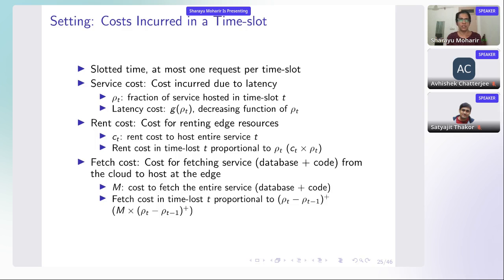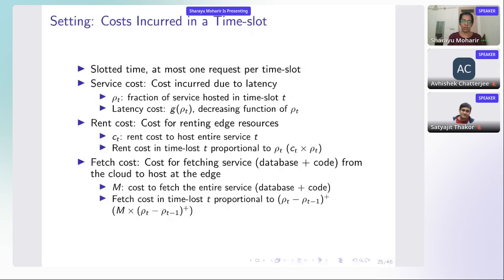On each fetch of the service from the backend to the edge server, a fetch cost of M units is incurred. This involves fetching the database, the code, etc. from the cloud and storing it at the edge. Now, since we allow partial hosting, we may also partially fetch. And the cost incurred to fetch parts of the service from the backend to host on the edge server is proportional to the fraction of the service being fetched.